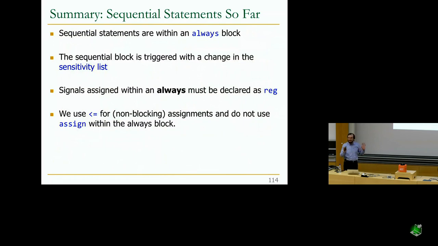Okay? And you will learn a lot more about this when you start programming, of course, in Verilog. Clearly, we can only do so much going through slides and describing the language, right? You have to learn the language by making mistakes and designing circuits on your own.